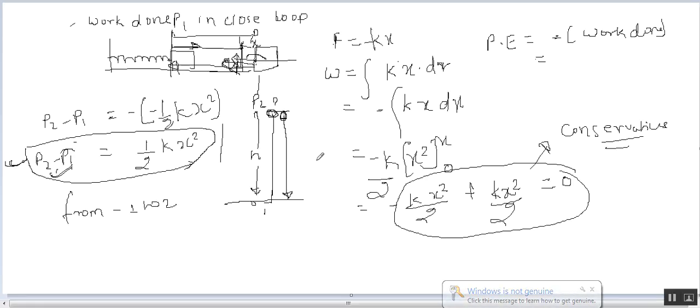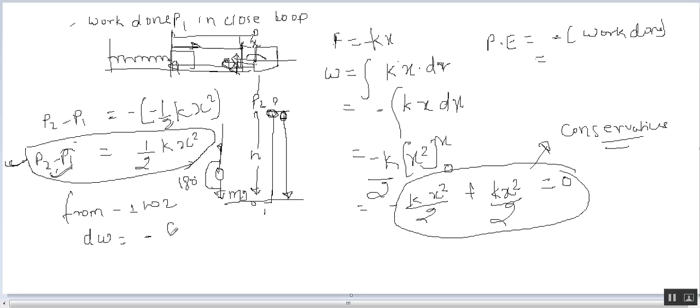If I draw the free body diagram, there is the force mg, and the angle here is 180. So the work done, F dot d, will be minus. So dW is equal to minus F dot dr.